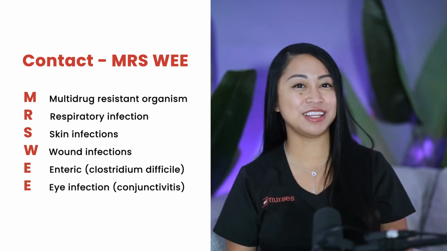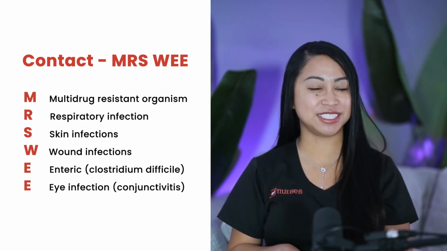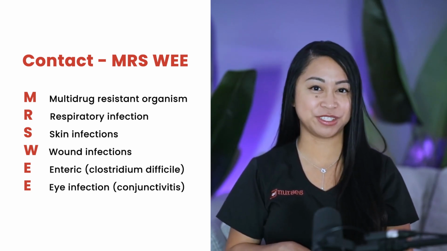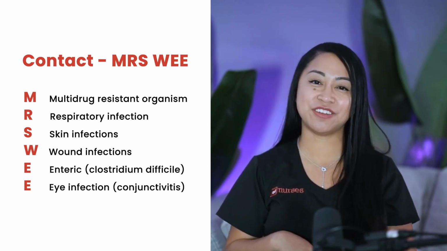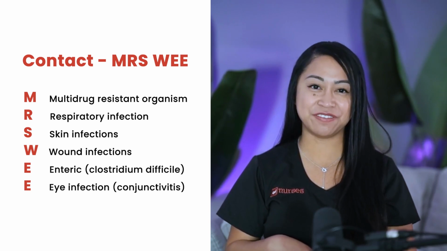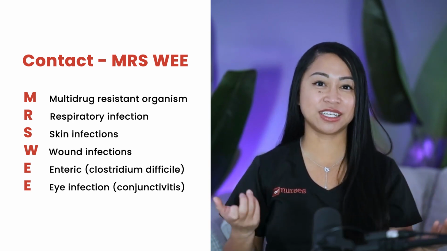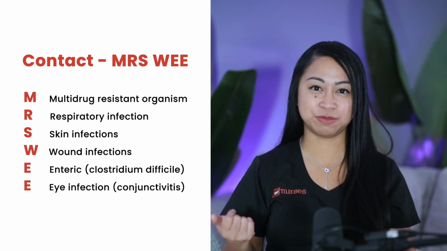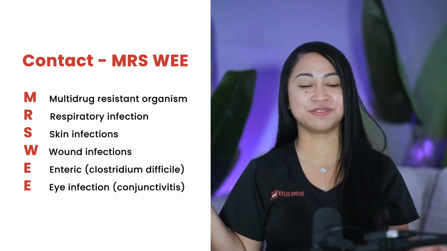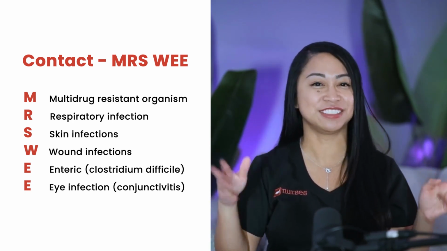And then you've got M for multi-drug resistant organism, R for respiratory infection, S for skin infection, W for wound infection, E for enteric, and then E for eye infection, which would be conjunctivitis, but that does not go in MRS. WEE. So make sure you memorize all that because it's so important and it will help you answer a bunch of the questions here.